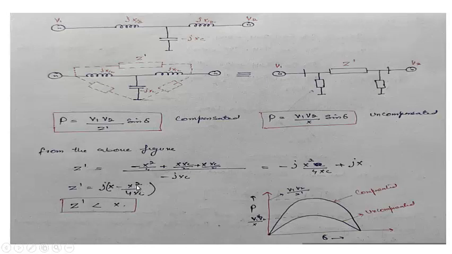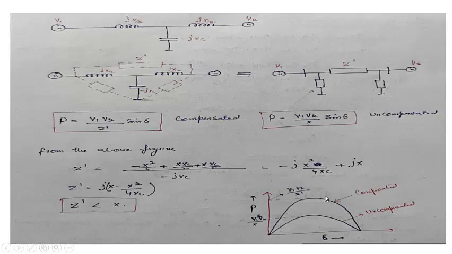You can see from this relation, and when you compare this relation and this relation, this will be definitely less than x. When it is definitely less than x, you will see that this portion will be greater than this portion. So when you draw the P-delta curve for this system, it will be like this. This will be the compensated system, when you use the capacitor as a compensator at the middle of the line. This is an uncompensated system, that is this equation. So here also you can see this will be its graph.